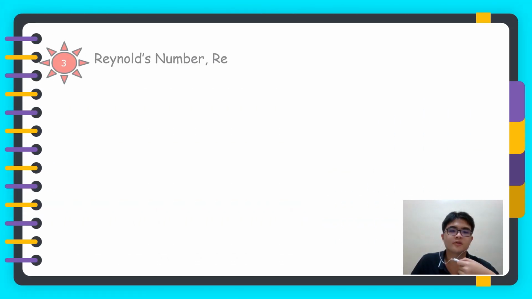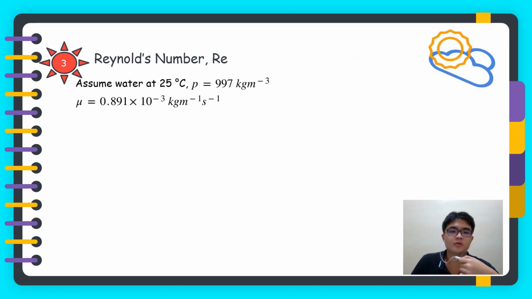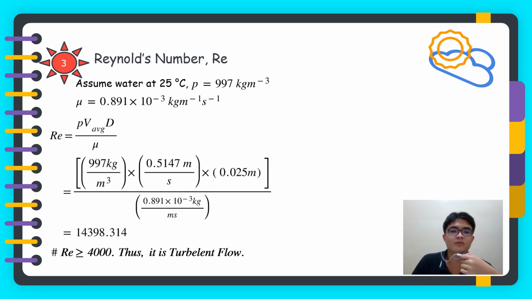Moving on, the third step is to calculate the Reynolds number, as we need to determine the type of flow in this system. We already assumed the water to be at 25 degrees Celsius, and the density is 997 kg per meter cube, and the mu is 0.891 times 10 to the power -3 kg per meter per second. We apply all this data into the Reynolds number formula, and we get the value of the Reynolds number to be larger than 4000, and we can conclude that this flow is turbulent flow.